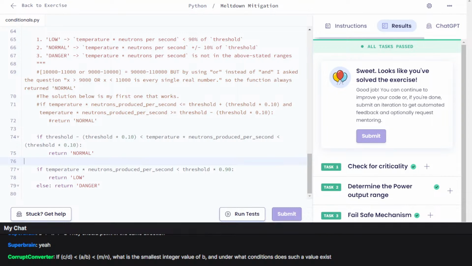Corrupt Converter says if C/D, M/N, what is the smallest integer value of B, and under what conditions does such a value exist? What is the smallest integer value of B? Under what conditions? One above C divided by D.